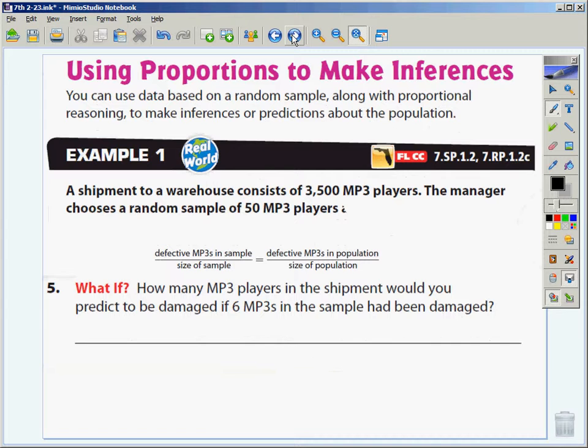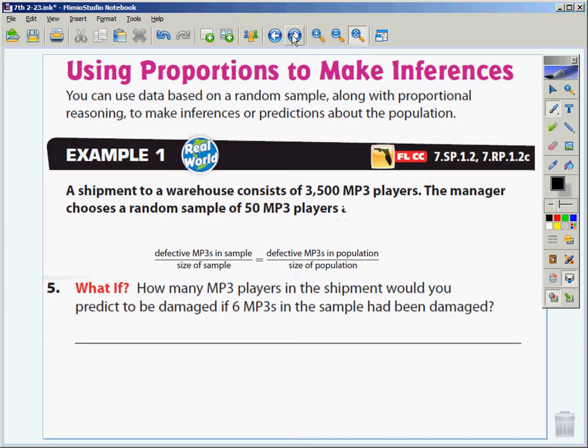One more method to make an inference. We can make an inference using proportions. Now, you're going to notice that they worked out an example there on page 319, and I've skipped the example part that they worked out. The part that I'm working out is the your turn that's below that. Okay? A shipment to a warehouse consists of 3,500 MP3 players. The manager chooses a random sample of 50 MP3 players.